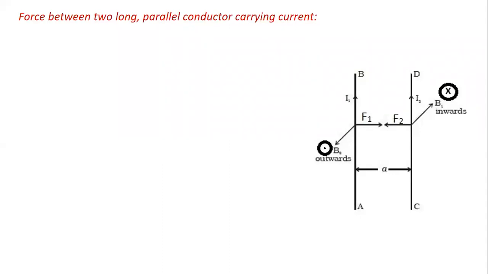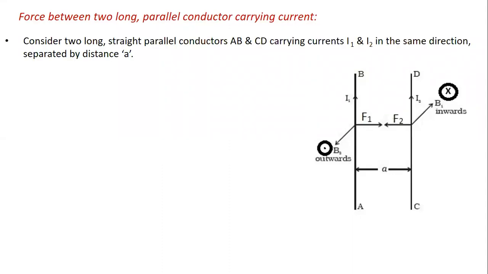Now we talk about the first conductor. Now consider these conductors AB and CD. They are carrying currents I1 and I2 in the same direction, as we consider. We can consider the opposite direction also, but here we consider the same direction. And they are separated by distance A. The distance between these two conductors is A.